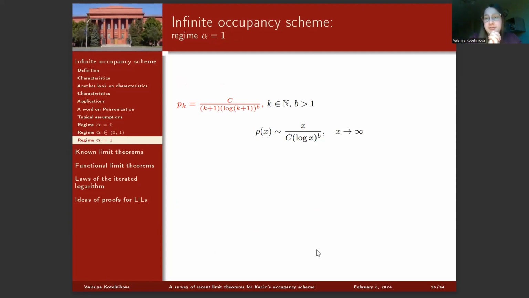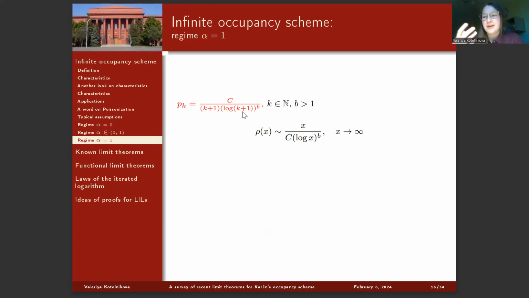And while looking for examples when alpha is 1, I do not know any commonly used probability distribution which has its own name to give us the example. However, you can come up with your own distribution, for which I do not know the name, but it looks like this. So it's just 1 over (k plus 1) times logarithm of (k plus 1) to the power beta. And the constant is again a normalizing constant.